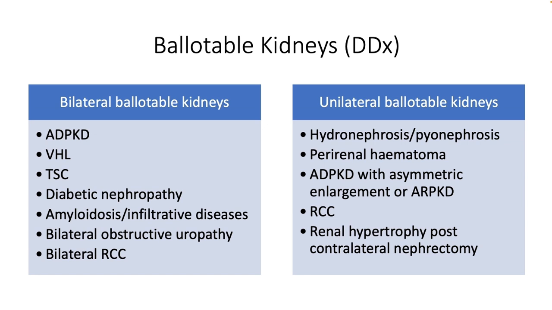How about bilateral kidney enlargement? So definitely you want to put adult onset polycystic kidney disease, but don't forget that von Hippel-Lindau and also tuberous sclerosis complex can also cause bilateral kidney enlargement. And don't forget about diabetic nephropathy. It can be bilateral, but usually not very huge. It can be amyloidosis, bilateral obstructive uropathy, or bilateral renal cell carcinoma. Okay, so these are all the possibilities.